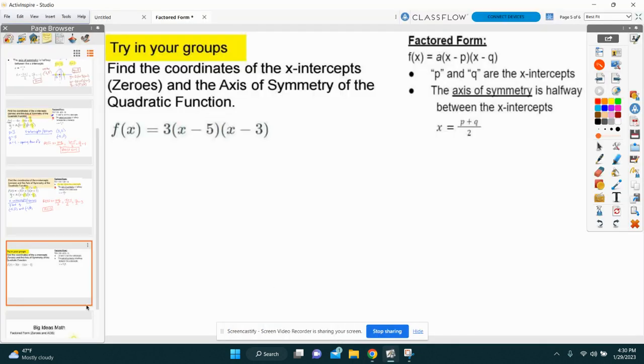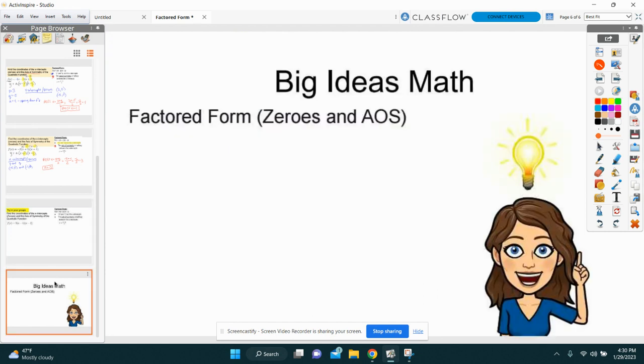And that's it. So what I want you to do now is work on big ideas. It's called factored form, zeros, and axis of symmetry. And you're going to do the same thing that I just did in these problems. Have fun.